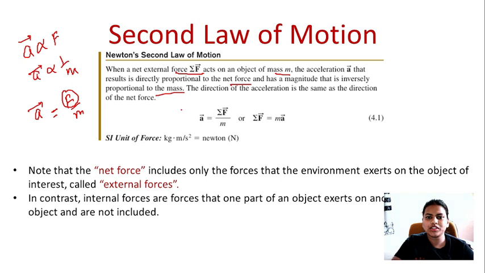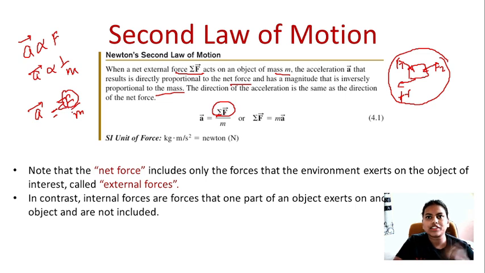And talking about this force, this is the net force acting on the body. It means there may be many forces acting on the body. For example, this is the body. It can be a frictional force, it can be force F1 acting in this direction, F2 in this direction. So whenever we talk about the forces, it is the net external force acting on the body. Note that the net force includes only the forces that the environment exerts on the body. We are not talking about the internal forces because the sum of the internal forces would be 0. So that's why we only consider the external forces acting on the body.